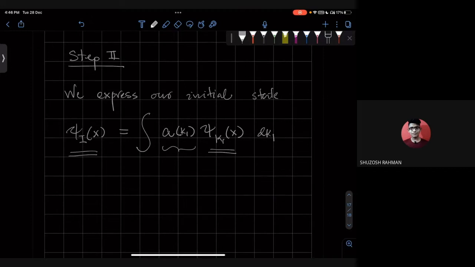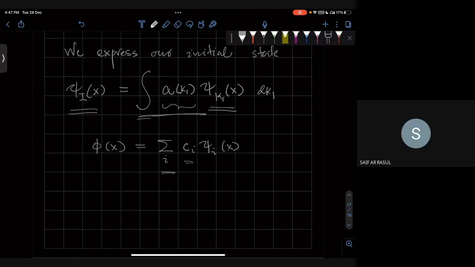This is nothing but the generalization of the formula that I can express any wave function as a linear combination of the energy eigenstates. If the energy eigenstates were discrete, then the sum would be discrete. If the energy distribution is continuous, then the sum would be an integral. And that's why we have an integral here. So these A's are nothing but the C_i's. Okay, is that clear? Yeah, makes sense.